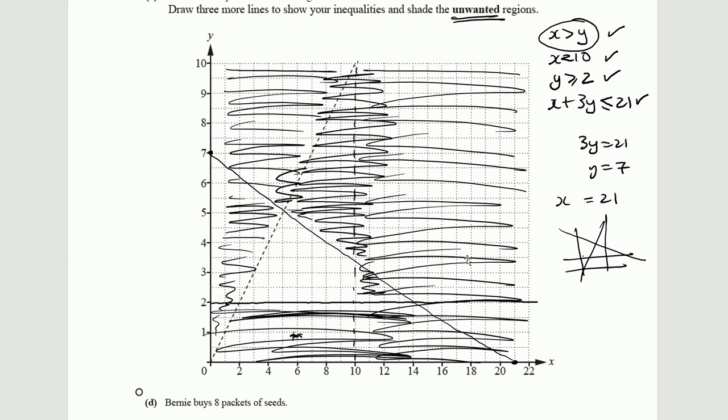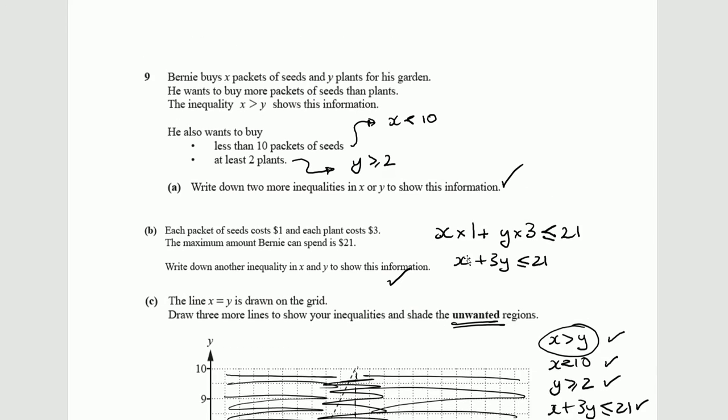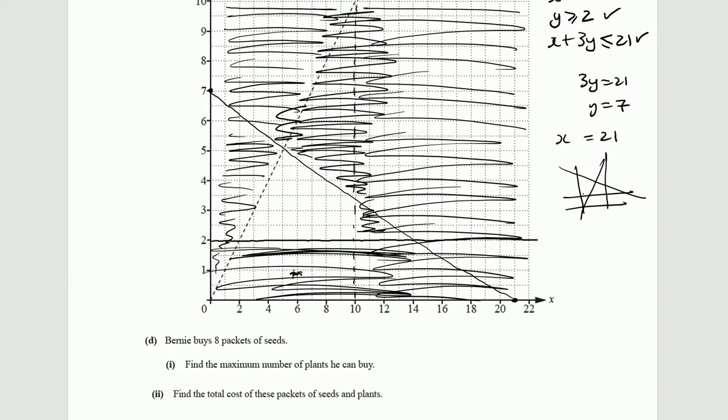Let's look at the next part of the question. It says Bernie buys 8 packets of seeds. And remember, it seems like a long time ago, the seeds are represented by x. Bernie buys 8 packets of seeds, so x equals 8. We want to know the maximum number of plants he can buy. So if x equals 8, then I'm looking in my region over here at any point where x equals 8.